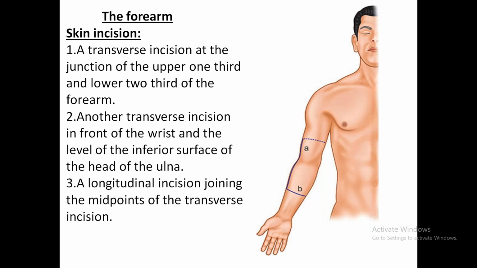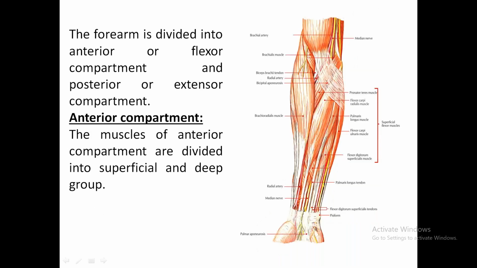The forearm. Skin incision. A transverse incision at the junction of the upper one-third of the forearm. Another transverse incision in front of the wrist, at the level of the inferior surface of the head of the ulna. A longitudinal incision is made joining the midpoints of the two transverse incisions. Then reflect the skin laterally. The forearm is divided into two compartments, anterior or flexor compartment and posterior or extensor compartment.